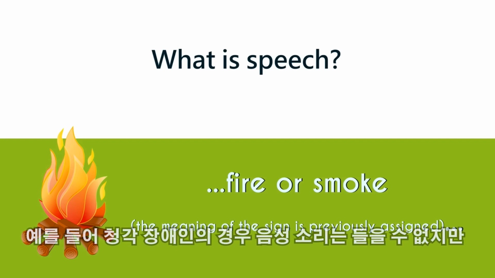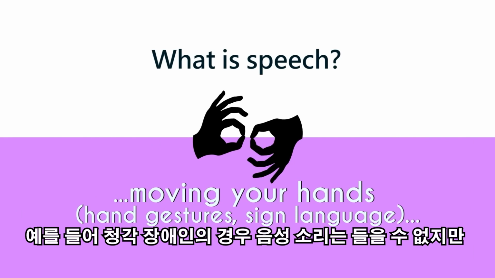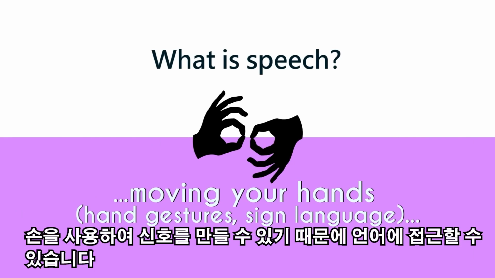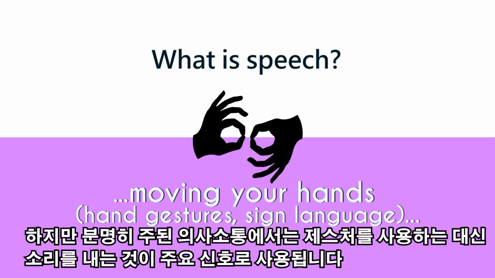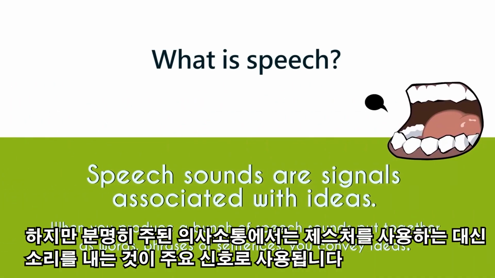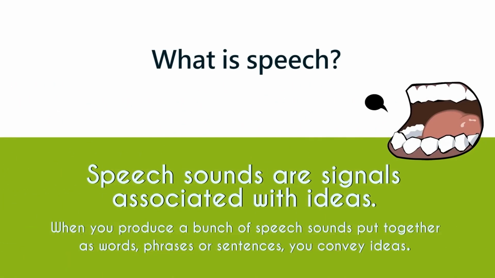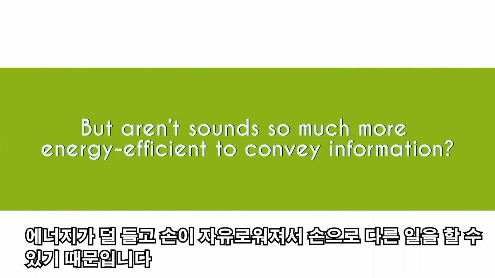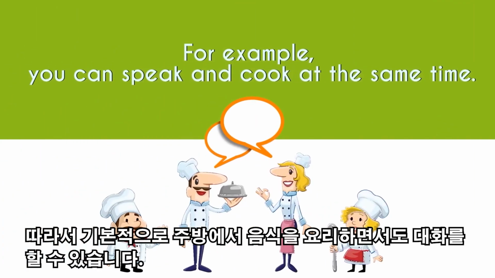But what the signal is could be different. If you are part of the deaf community, you don't have access to speech sounds, but you can still have access to language because you can use your hands to make the signals. But obviously in mainstream communication, instead of using gestures, the primary signals are used by making sounds, because it takes less energy, and also you can free your hands and do other stuff with them. You could be cooking food in the kitchen and still be talking.